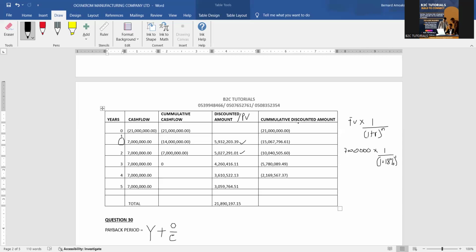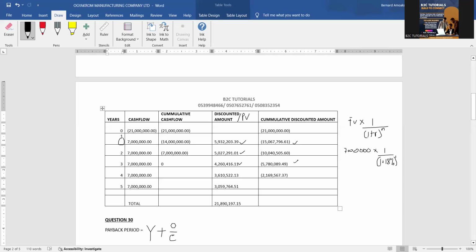Now, the cumulative discounted amount is that I am investing 221 million. And in the first year, I am saying my discounted amount is 5,932,203.39. If I pay this amount to the person, I'll be left with 15,067,796.61. When I pay the year 2's amount again, I'll be left with 40,505.60. Then the next one, when I pay the 4,260,416.11 from this amount of money, I would have 5,780,089.49 left to pay.